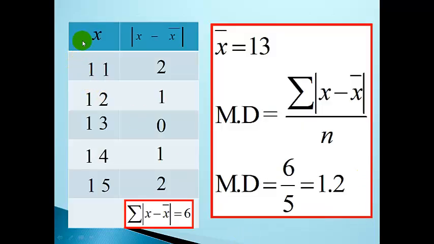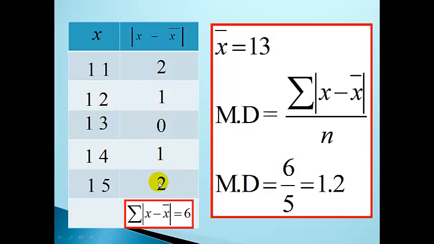So we have this table. The x values are 11, 12, 13, 14, and 15. Now x minus x bar. The magnitude means that when you get a negative, you take the magnitude and the answer gives you a positive. The x bar gave us 13, so when you take an x value, you subtract the mean from it. 11 minus 13 gives us minus 2, but the magnitude of minus 2 is 2. 12 minus 13 is minus 1, the magnitude is 1. 13 minus 13 is 0, the magnitude is 0. 14 minus 13 is 1. 15 minus 13 is 2.